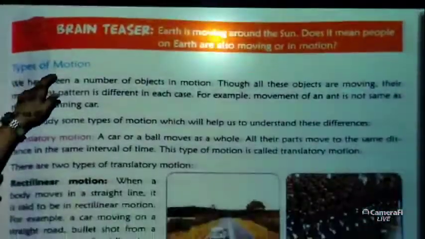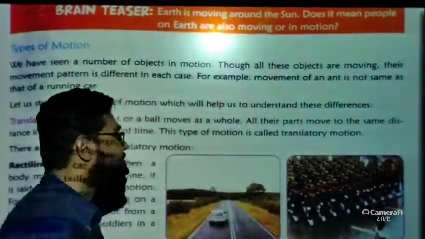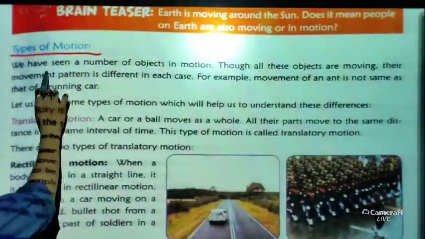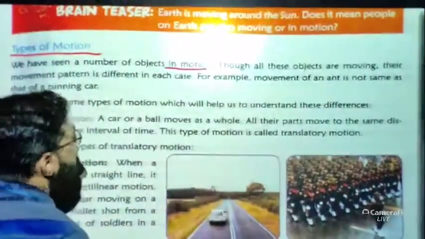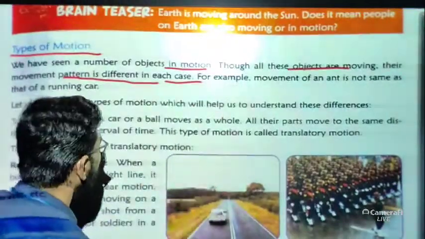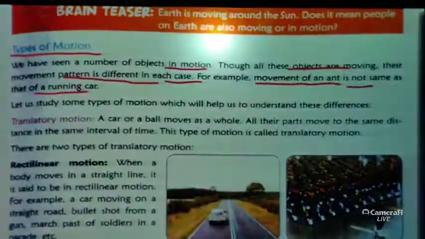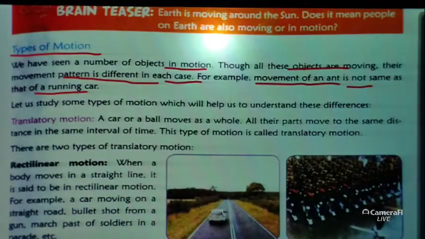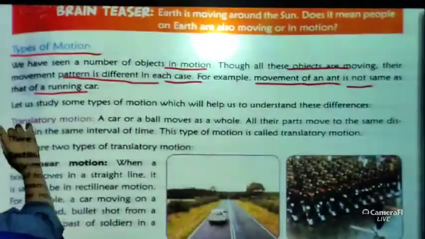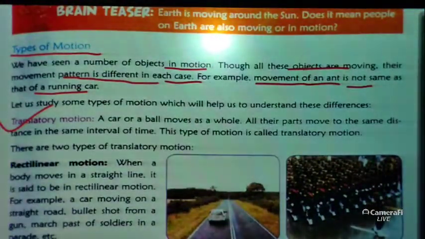Now let us discuss a very important thing, the types of motion. What are the types of motion? There are basically 3 to 4 types of motion. We have seen a number of objects in motion. Though all these objects are moving, their movement pattern is different for each. For example, the movement of an ant is obviously not the same as that of a running car. So by seeing the movement, we divide motion into a few categories. What are the categories? The first one is translatory motion, or translation motion.